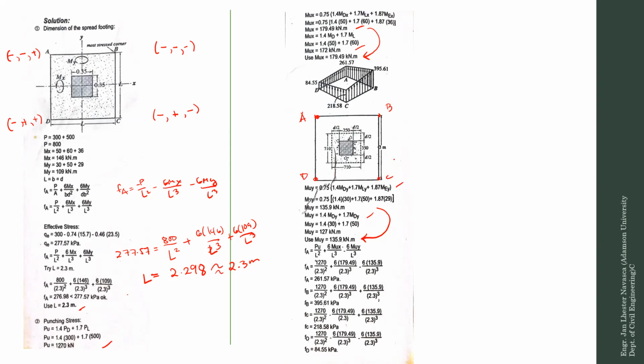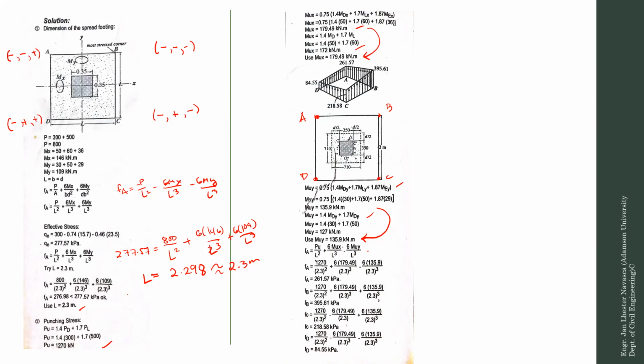So I already gave the values. Okay, so the values are negative, negative, negative. So this is for FA. For FA is negative, negative, positive. Okay, negative, negative, positive.